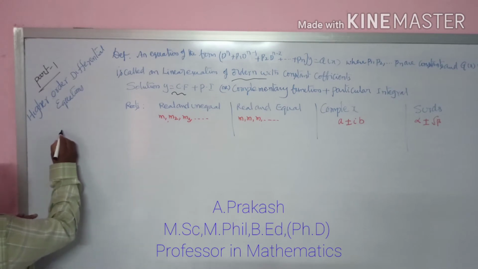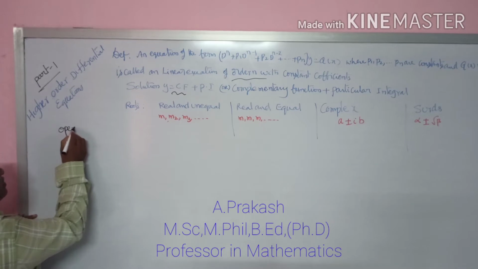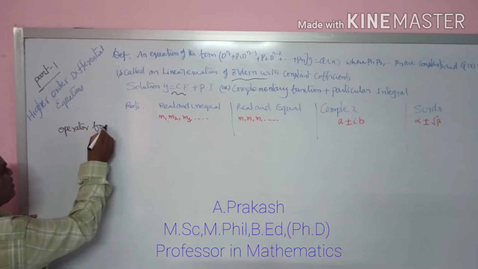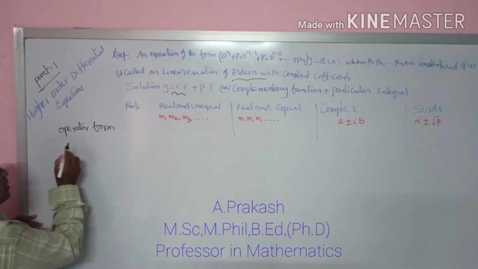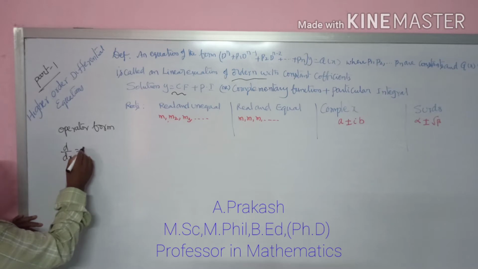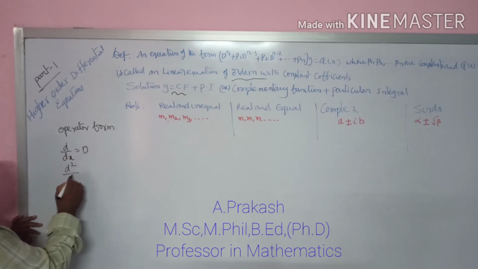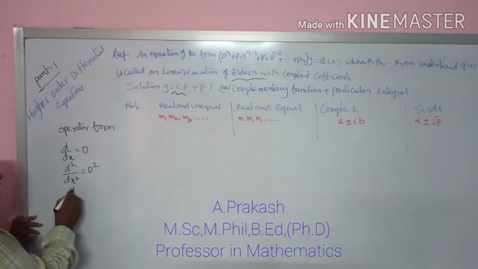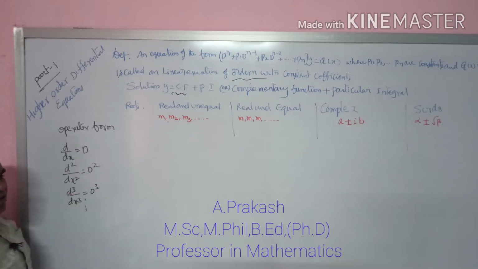First write the given equation into operator form. What is meant by operator form? Transform d by dx into capital D, d square by dx square into capital D square, d power 3 by dx power 3 into capital D power 3, and so on. This is called the operator form of the given equation.